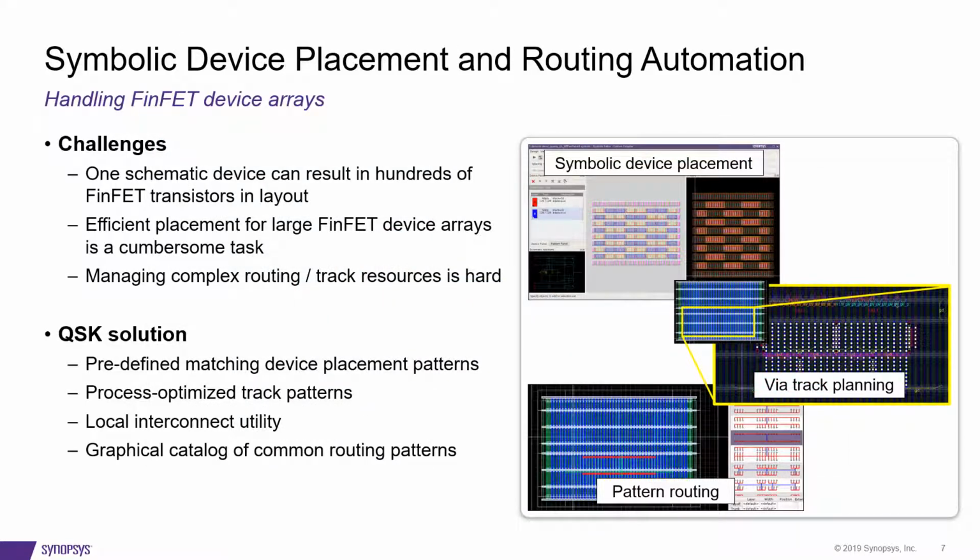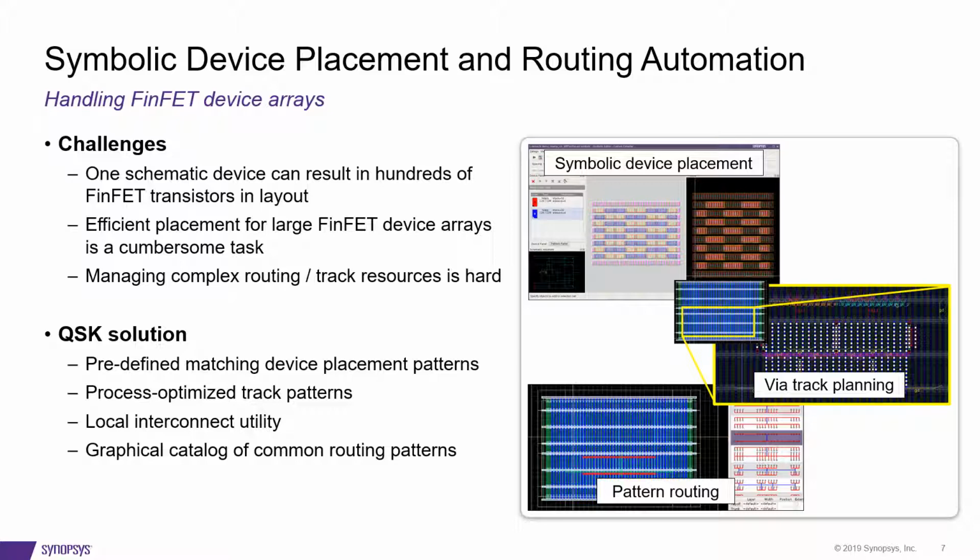Let me talk about some of the biggest challenges in device placement and routing. Due to restricted device size, one schematic device will result into hundreds of layout transistors. It is a cumbersome task to efficiently place these transistor arrays and complete the routing. What have we done in the QSK? QSK enables symbolic device placement with predefined matching patterns. QSK also provides process optimized track patterns for a variety of design types that are EM, R, and C friendly.